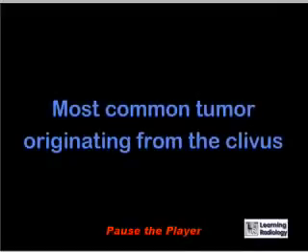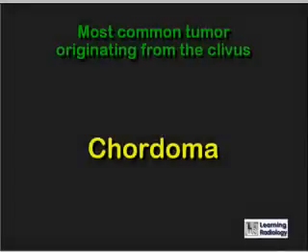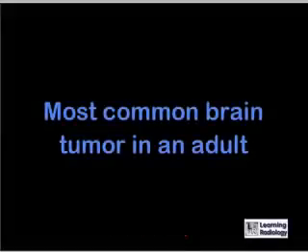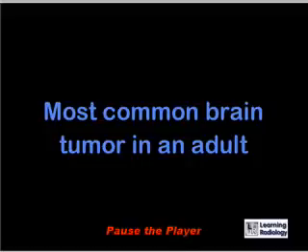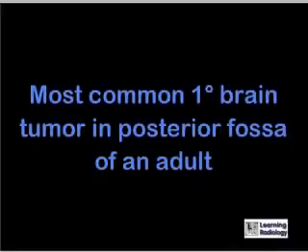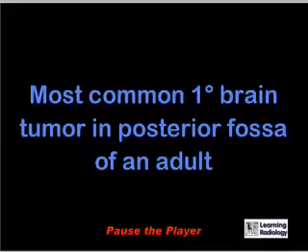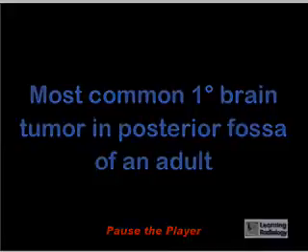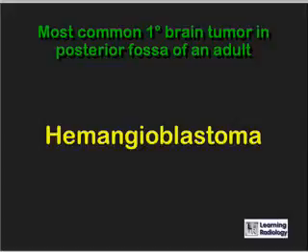What is the most common tumor originating from the clivus? A chordoma. What is the most common brain tumor in an adult? Metastases. What is the most common primary brain tumor in the posterior fossa of an adult? Hemangioblastoma.